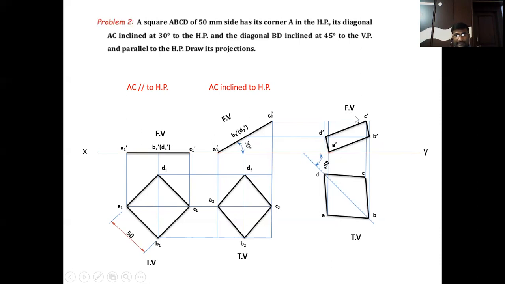Clear, students? We get this third stage when the diagonal BD is inclined to the VP. When BD is inclined to the VP, we get these two views, the front view and top view. I hope you understand these two problems, the previous problem and this problem.